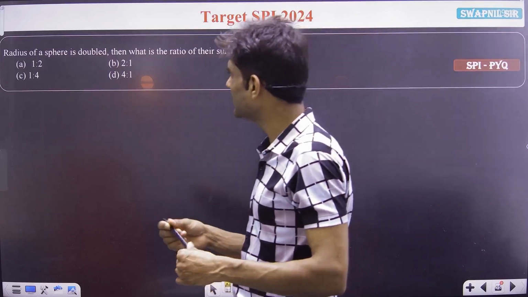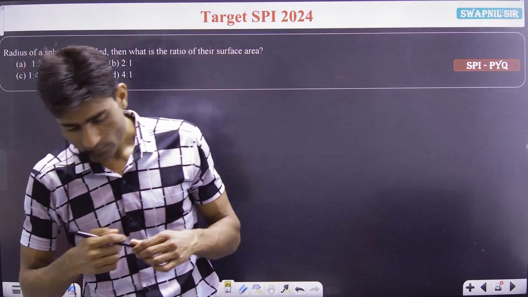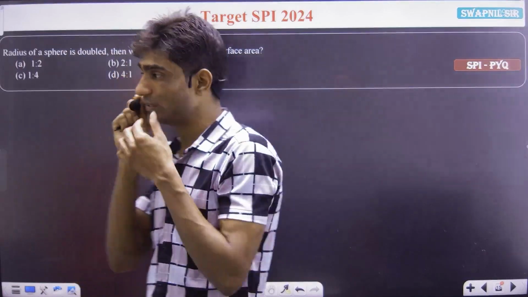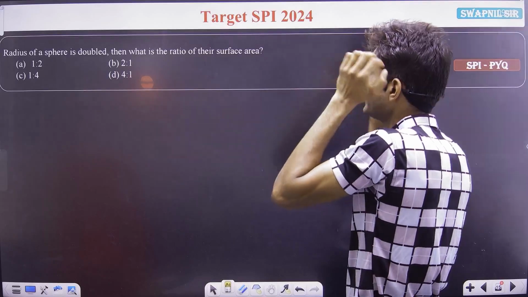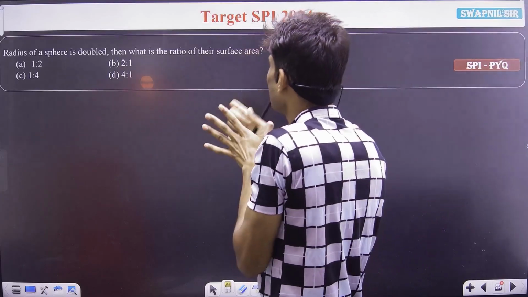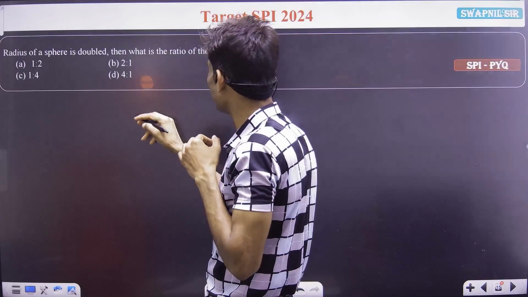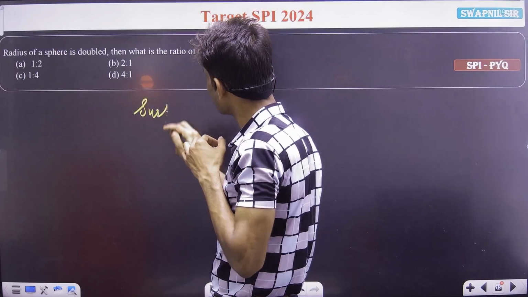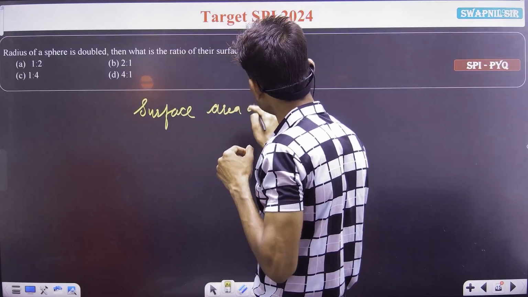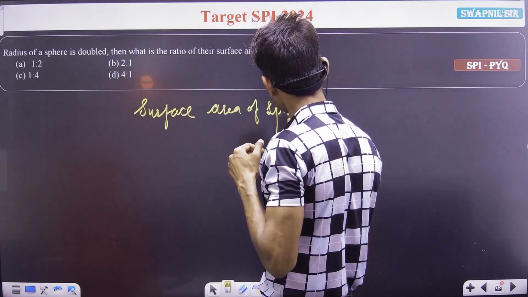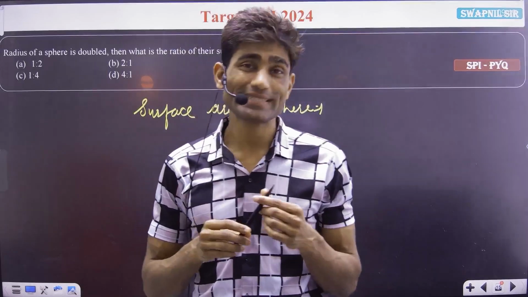If the radius of a sphere is doubled, then what is the ratio of their surface areas? Okay, what we have been given in our question is that the radius of a sphere is doubled. Then what is the ratio of their surface areas? Now let me write the surface area of a sphere. So we need to know the surface area of a sphere.